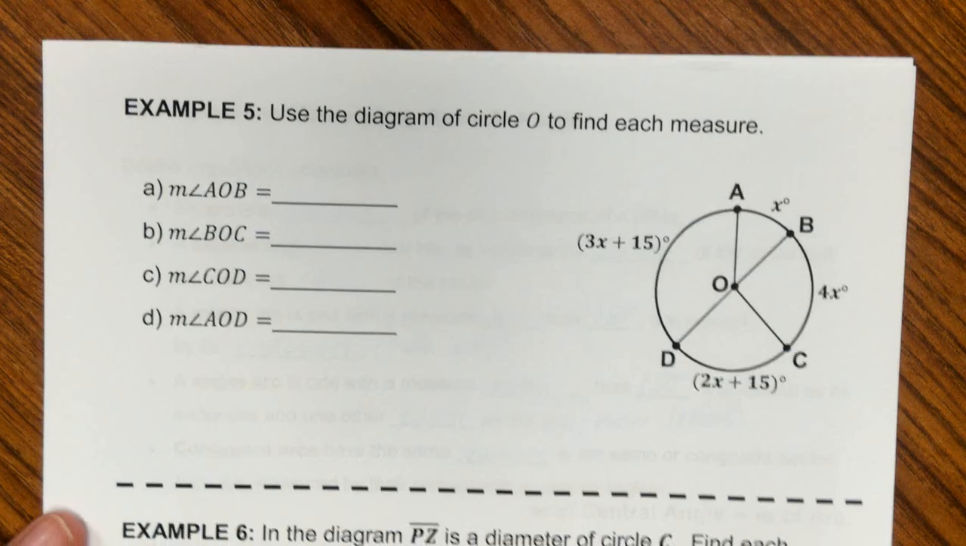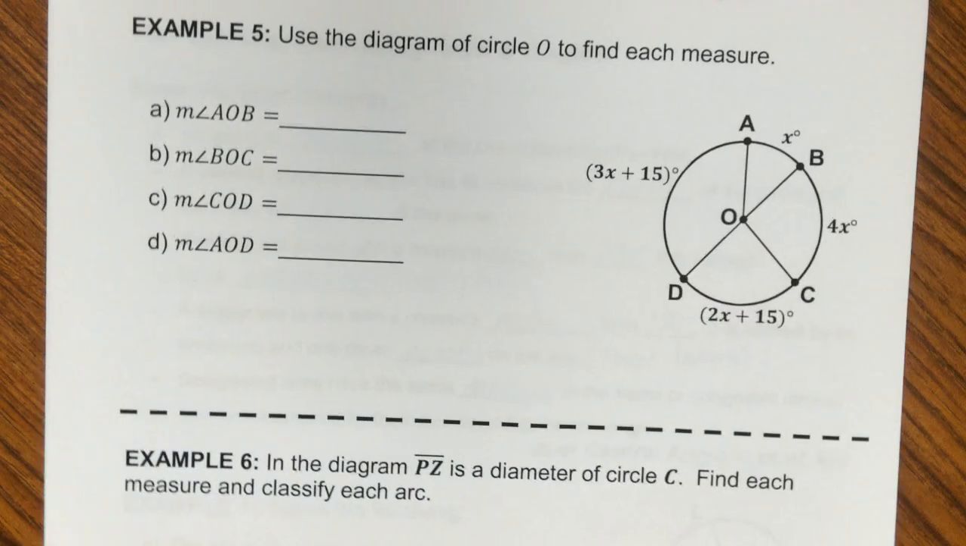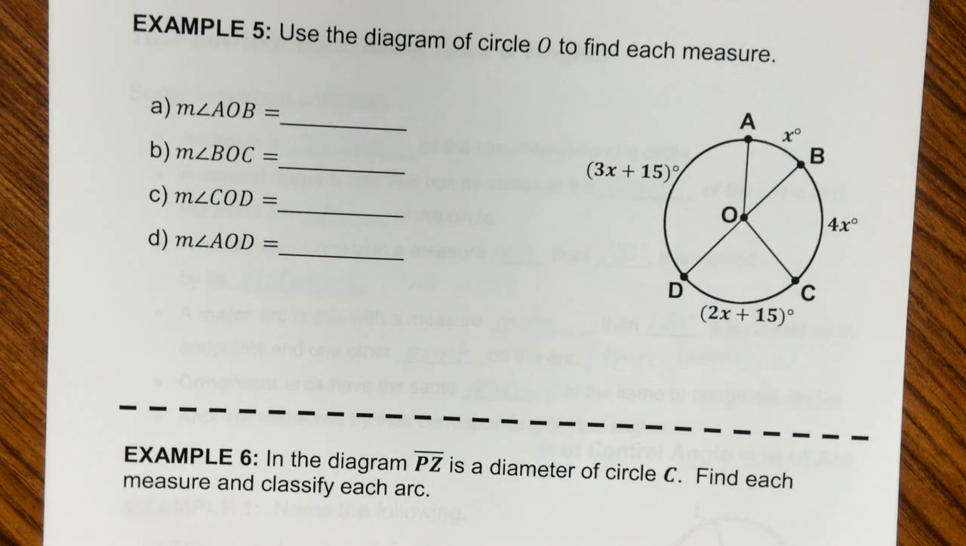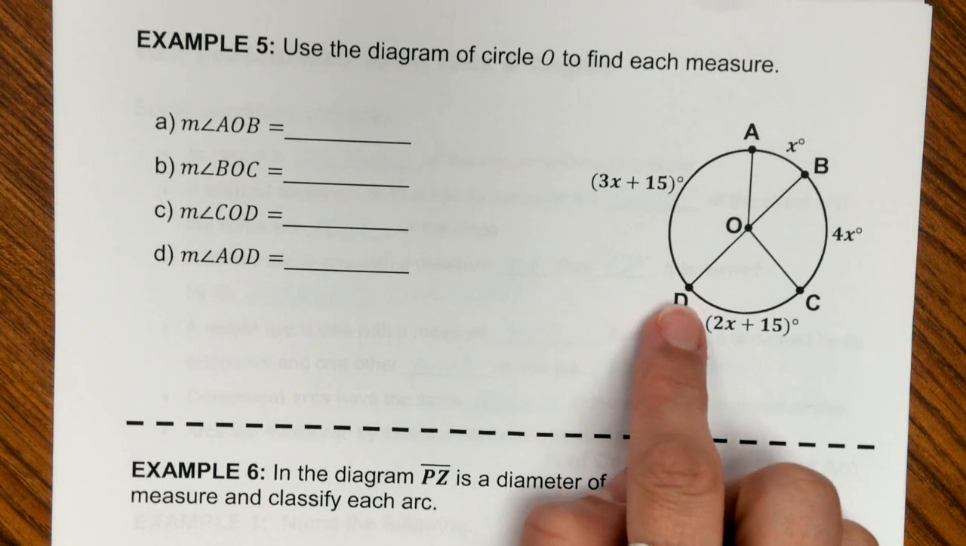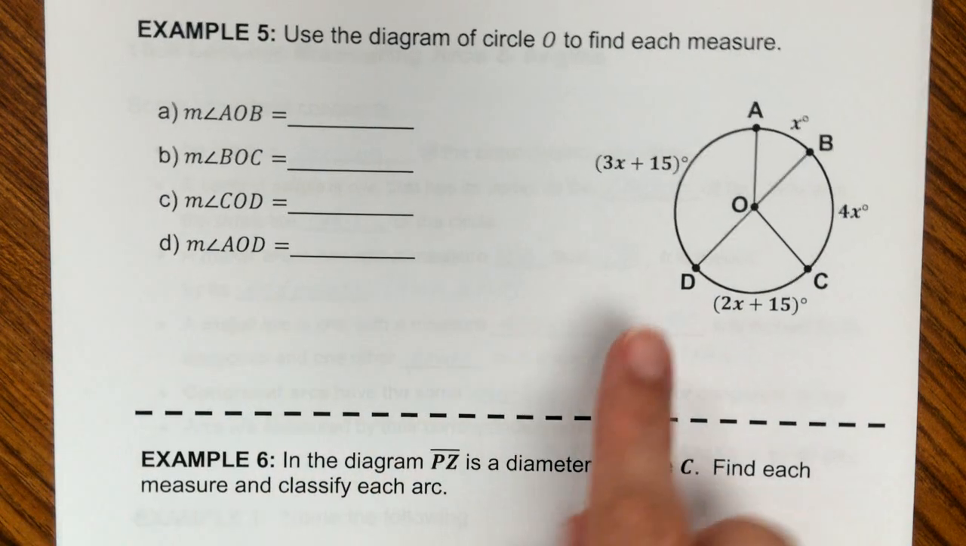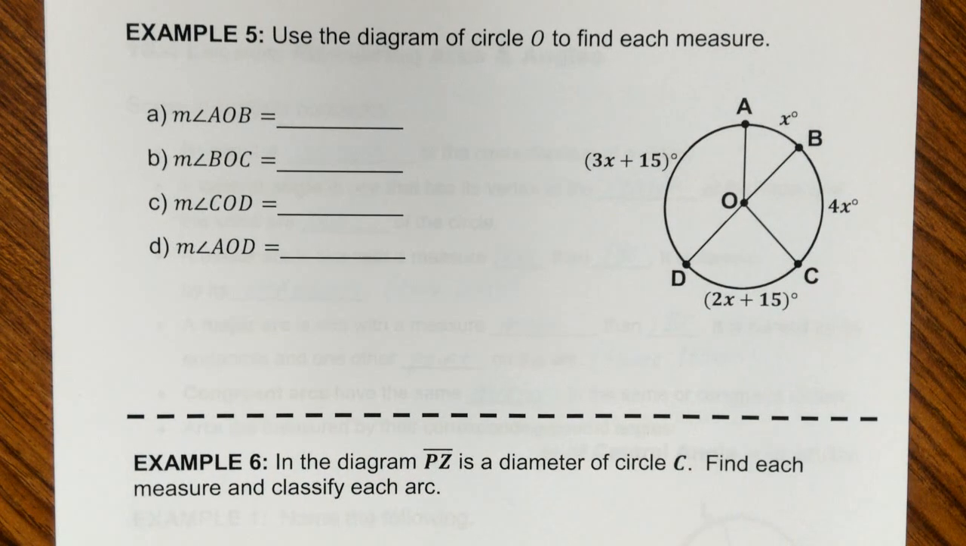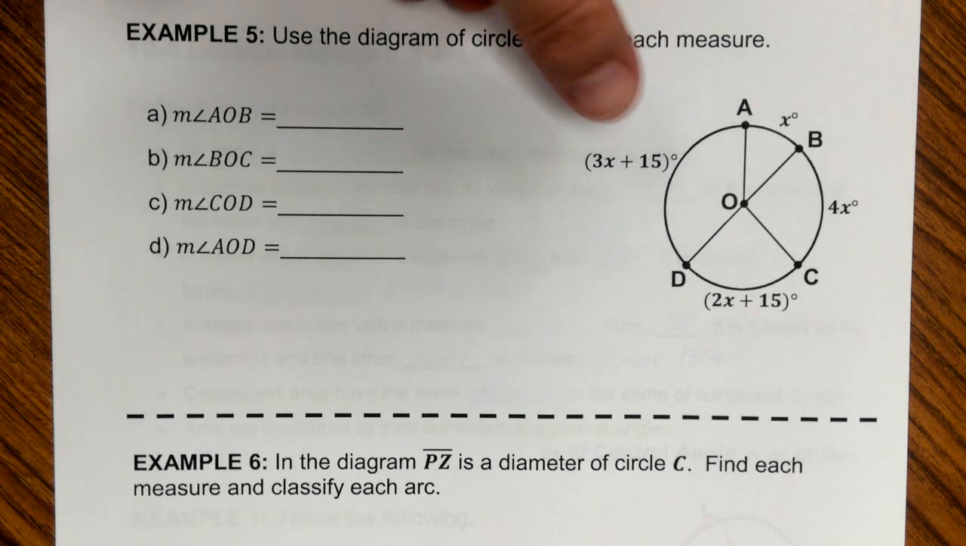Now we have some algebra to do. For this one, you're going to want to pause and solve the algebra on your own once I show you how to set this up. What we need to notice is that we have all of the arcs, but they're all variables. So we need to make sure that we add them all together to equal 360 degrees. You can start anywhere.